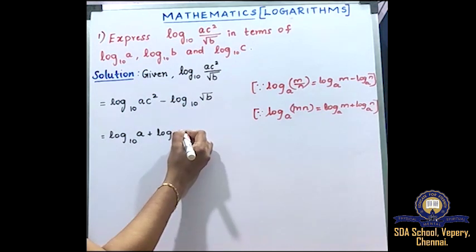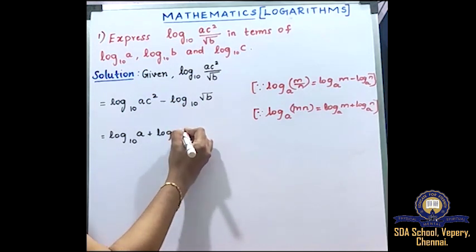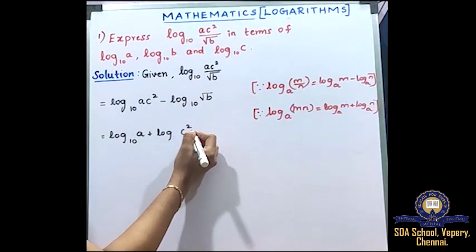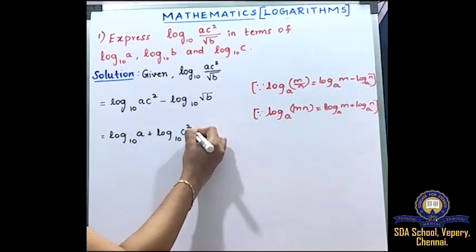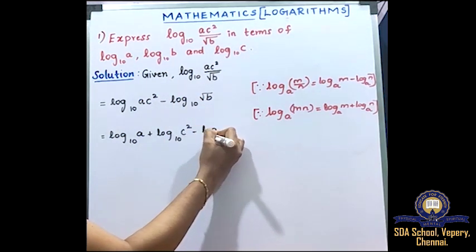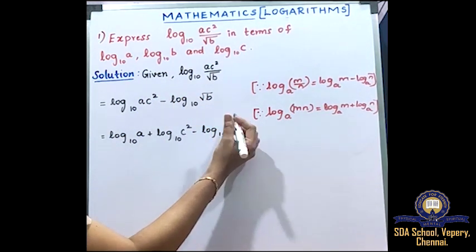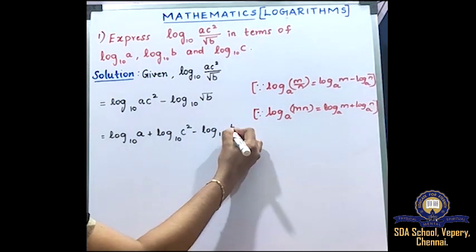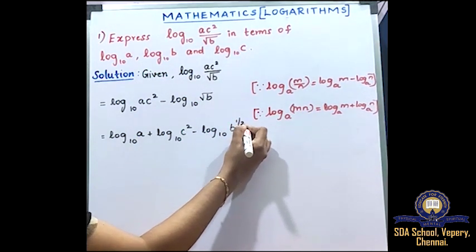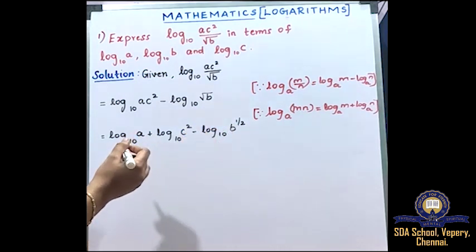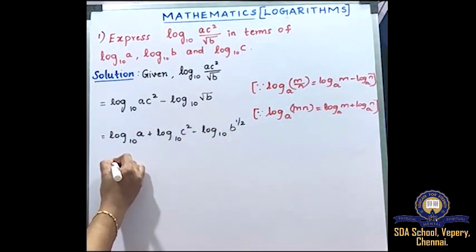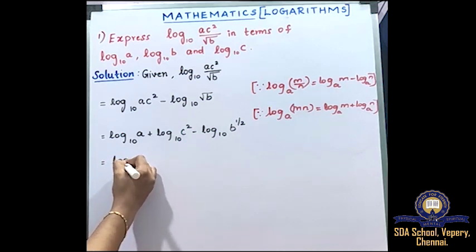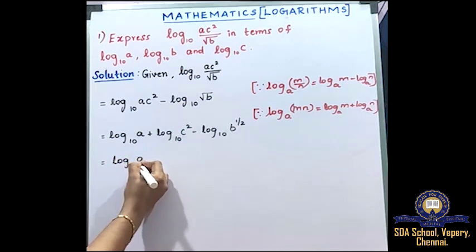So here c is n to the base a. Here the n value is c square, to the base a, whose value is 10, right? Now the third term, log 10 root b, can be written as b power 1 by 2. This we have already learned in exponents, right? Now write the first term as such, so you will get log a to the base 10.